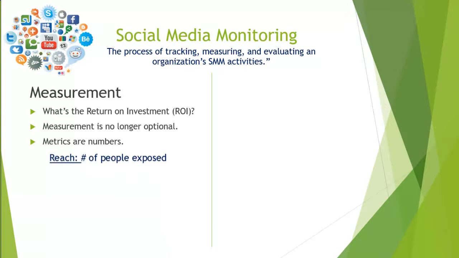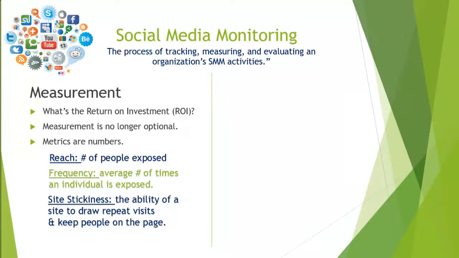And a few key metrics that we'll use during social media campaigns are reach, which is the number of people exposed to your post or your message, frequency, which is the average number of times an individual is exposed to your post or your message, and site stickiness, which is the ability of your site to draw repeat visits and the ability to keep people on the site for an extended period of time. So these are three metrics that we use when we're measuring the effectiveness of our social media campaign.